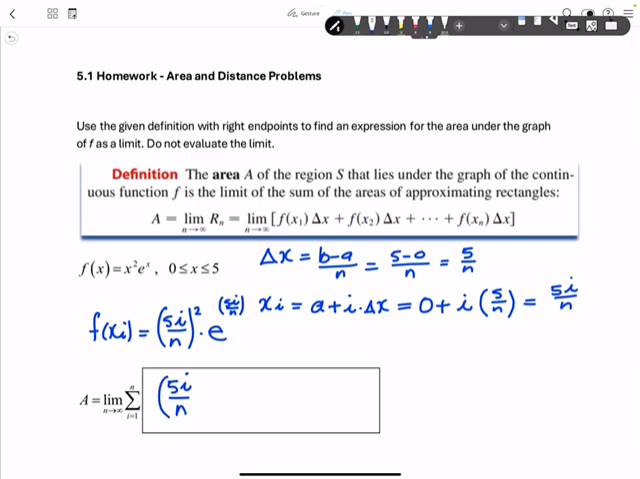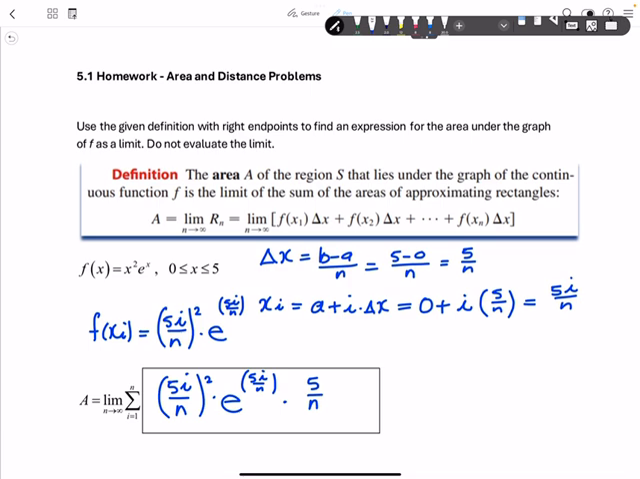5i over n squared times e raised to the 5i over n. And now we need to remember to multiply this by delta x. For my problem, this is 5 over n.